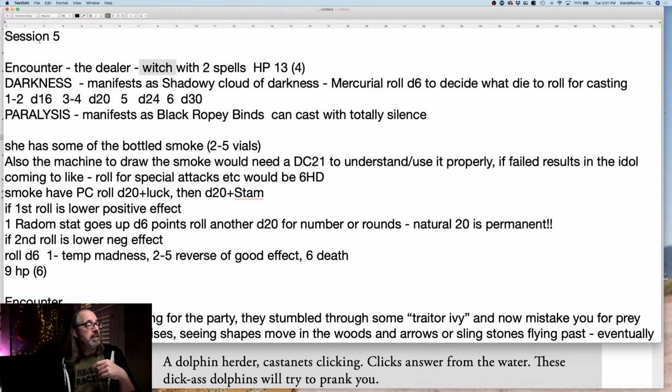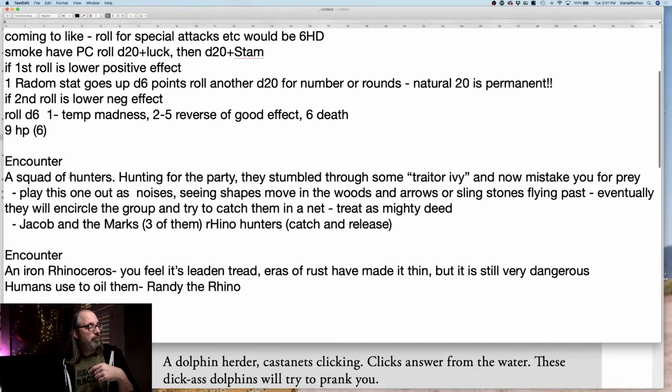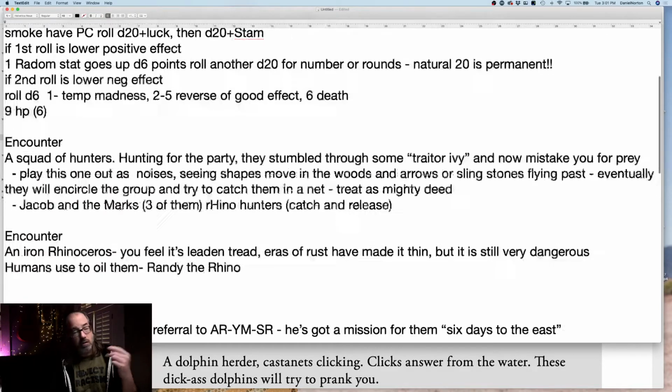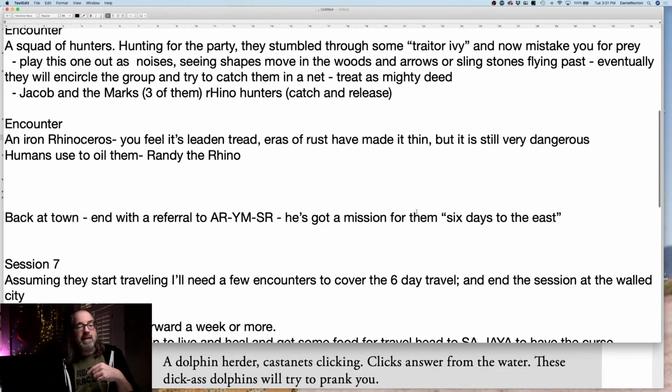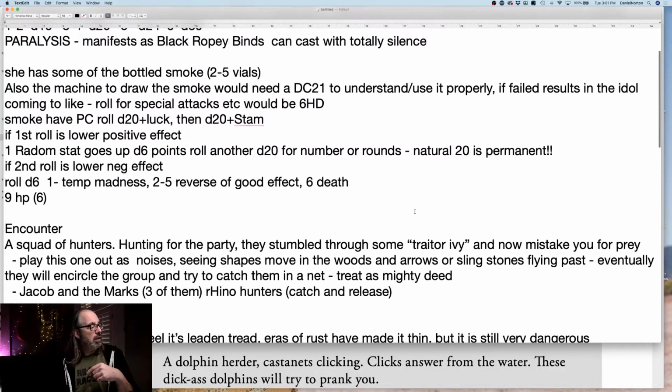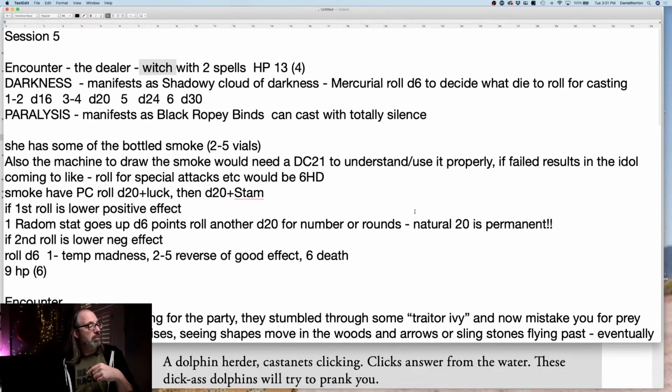So basically for session 5, I wrote the encounters were going to be the witch, if she got there, the encounter with the hunters, the encounter with the Iron Rhinoceros, and then get back in town. As it turned out, she didn't actually get back in town. That's kind of as far as she got.